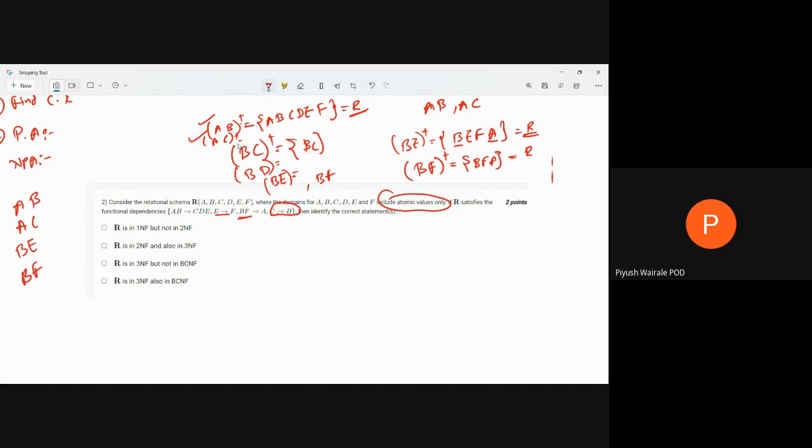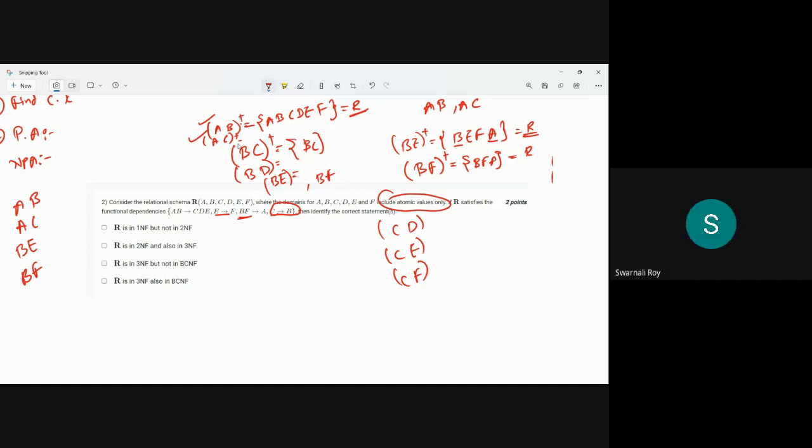Now can we check for CD, CE, CF? We have to do that. There is no shortcut, but there is one trick. As we know, if we get AB, AC, BE, BF, then it will be a key, right? So Sir, let us check.